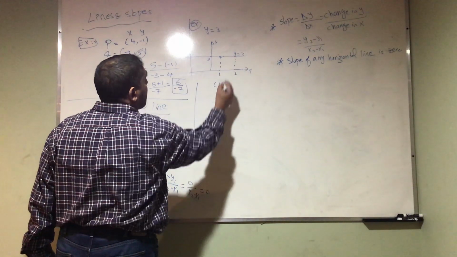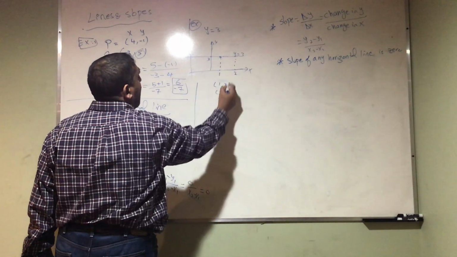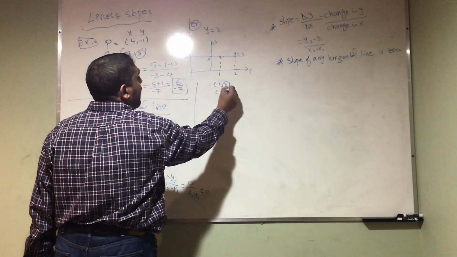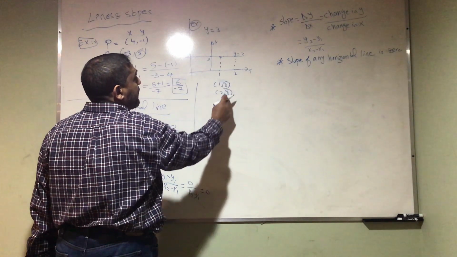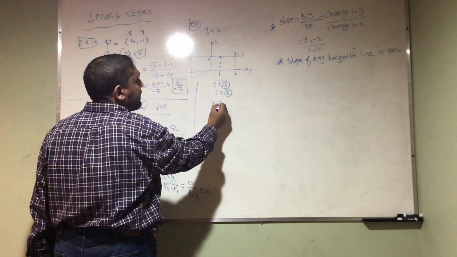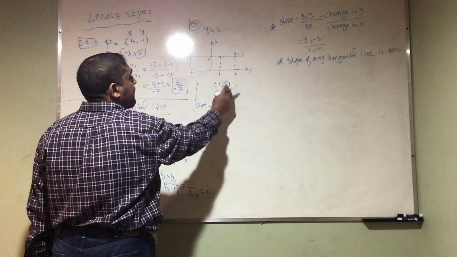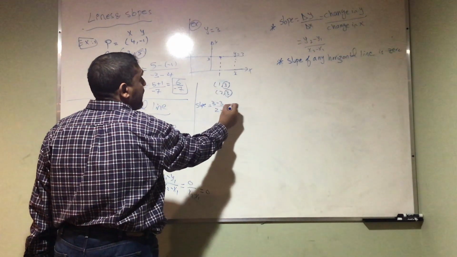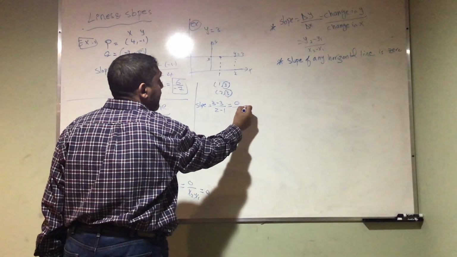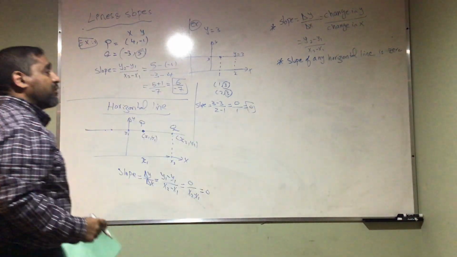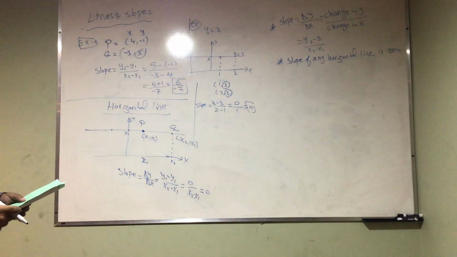What is the second point? Your x is 2 and what is your y? 3. As you can see, that is y1, y2. So the change is 0. So you have 3 minus 3, that gives you the slope. The slope is 3 minus 3 divided by 2 minus 1. So what did you get? You get 0 over 1, which is 0. So the slope of any horizontal line is 0.